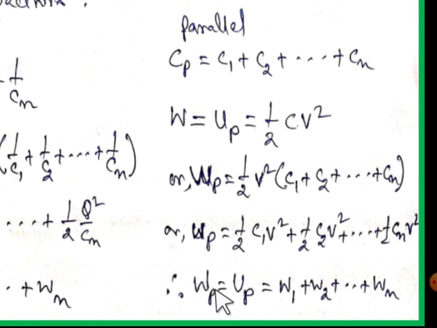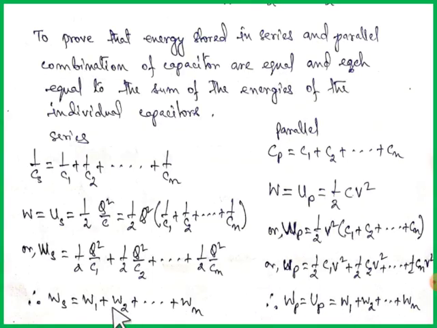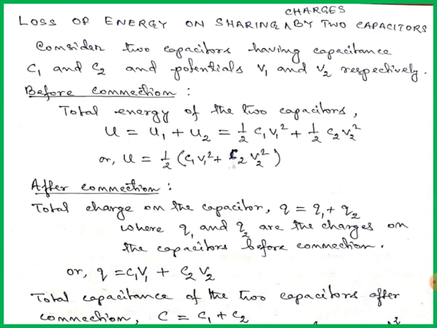Okay, the total potential energy stored in the parallel combination will also be equal to the sum of the potential energy stored in each of the capacitors. So these two are all equal, right? In the case of series also, the total potential energy is the sum of the potential energy of the individual capacitors, as in the case of parallel. And now let's see the loss of energy on sharing of charges by two capacitors.